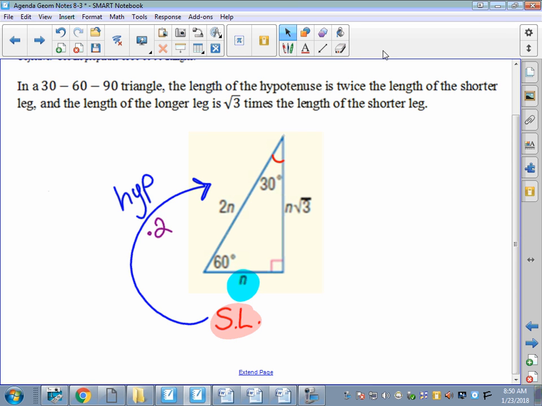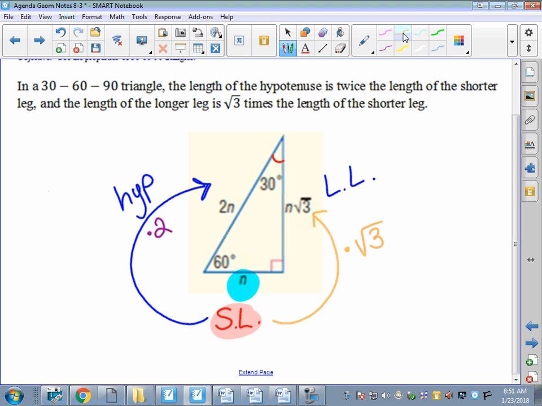To get from the short leg to the long leg, and the long leg is the other leg opposite the longest or the biggest angle, you multiply by a square root of 3. So now if you wanted to add in there, if you're going the opposite direction from a hypotenuse to a short leg, you divide by 2. Or if you're going from the long leg to the short leg, you divide by a square root of 3, rationalize the denominator. Somebody always asks me, how can I just go from the long leg to the hypotenuse? You can't. You have to go through the short leg. So that's always your starting point.